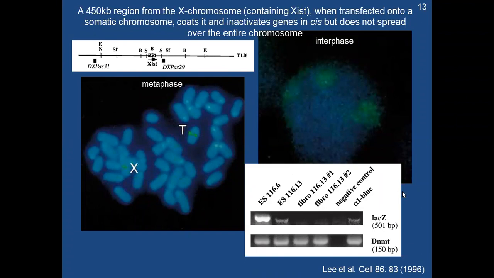So therefore, Xist can independently silence any chromosome and will shut down transcription of genes that are transfected together with it into any chromosome. That was the conclusion from these experiments. Any questions here?